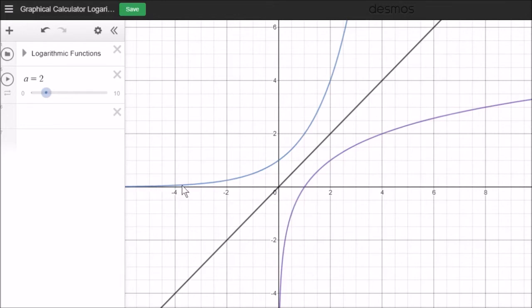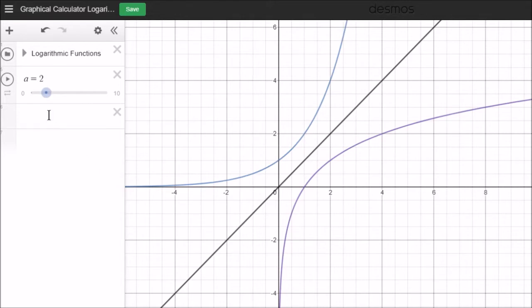So let's start off by looking at the inverse of the exponential functions in the graphical calculator. Now the inverse of the exponential function is called the logarithmic function. So we have the exponential function here in blue. Now I've chosen a value of a equals 2, so this is the graph of y equals 2 to the power of x. So for example, whenever the value of x is 2, it's going to be 2 to the power of 2, which is 4. Whenever it's 3, it's 2 to the power of 3, which will give us a value of 8. 2 to the power of 4 will give us a value of 16, so on and so forth.